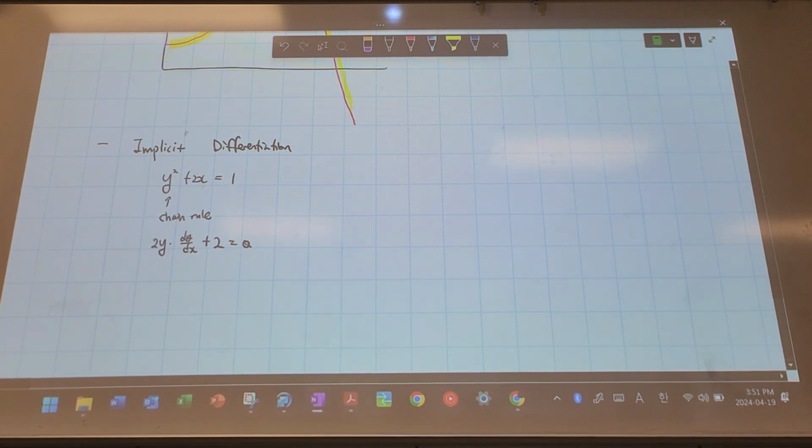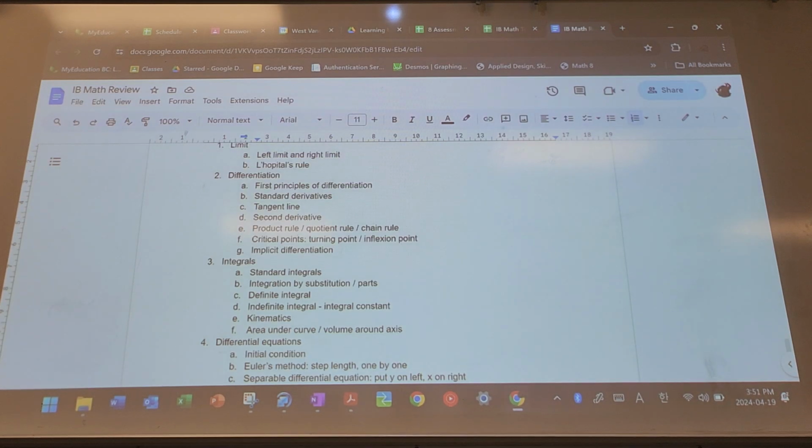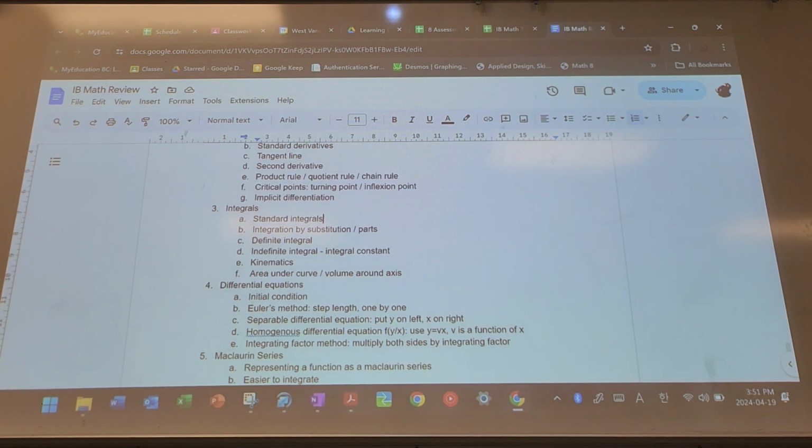Anyways, let's move on. Any questions about the differentiation? All right, let's move on to integrals.